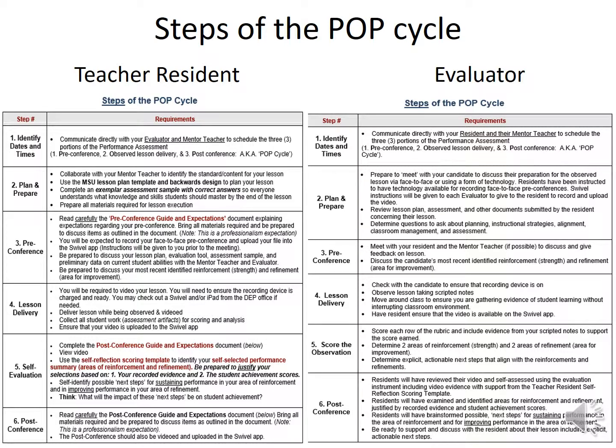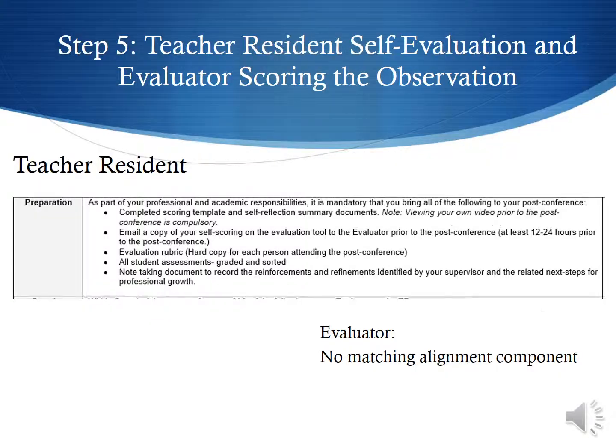The steps of the PopCycle we'll cover in this webinar have to do with step number 5, self-evaluation for the teacher resident, and step number 5, score the observation by the evaluator. Also, post-conference for both is step number 6. Step 5 begins the post-conference of the PopCycle. The teacher resident's self-evaluation begins with the preparation for the post-conference.